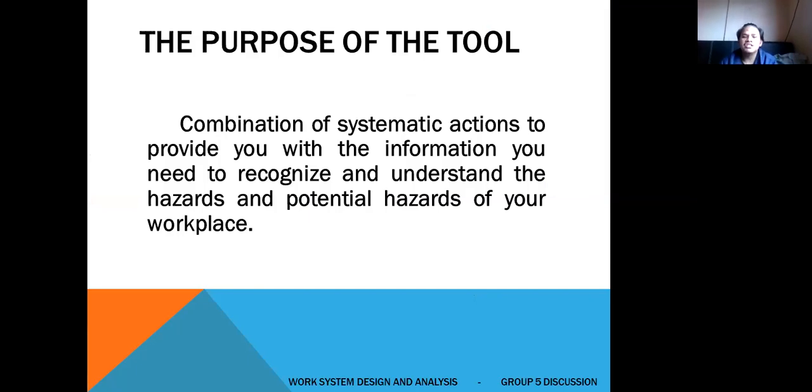A combination of systematic actions to provide you with the information you need to recognize and understand the hazards and potential hazards of your workplace. So the tool's purpose is you can manage the right action to minimize or understand the hazard or potential hazard in your workplace, so no one can get injured and the employees have a good vibe where they are working.